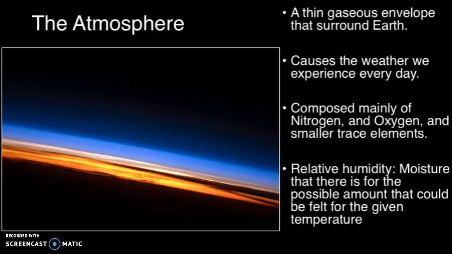Okay. So the atmosphere is going to cause the weather that we experience every day. That is pretty plain, and it is mainly composed of nitrogen. So if you remember from chapter 12, nitrogen was about, I think, 72 or 75% of the atmosphere. Also oxygen as the second most common element, and then other smaller trace elements. Among those were the molecules that we know as greenhouse gases.